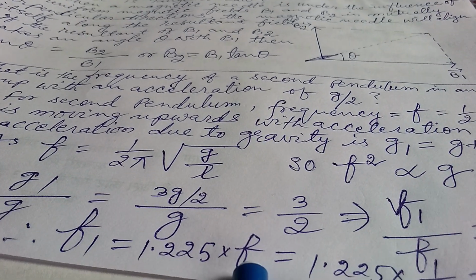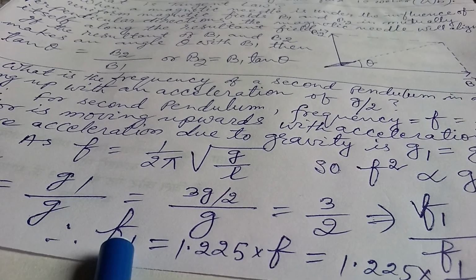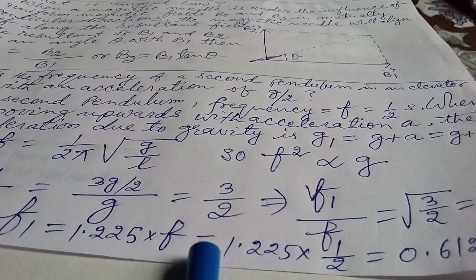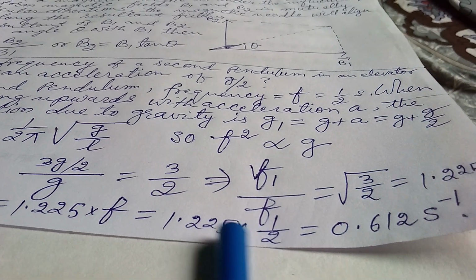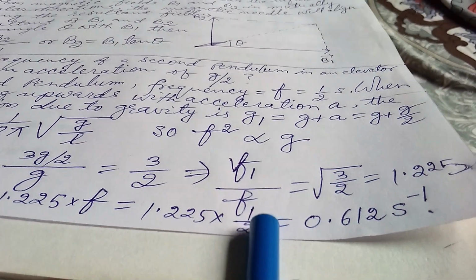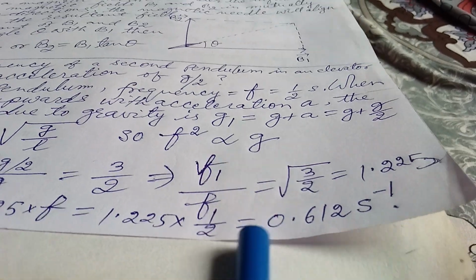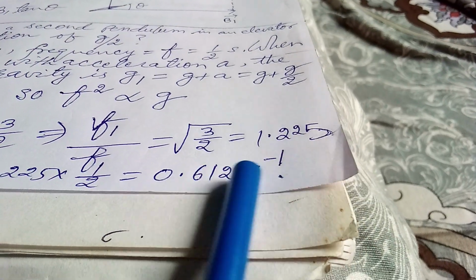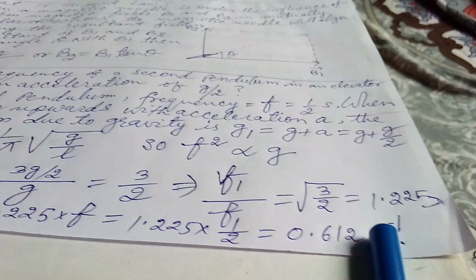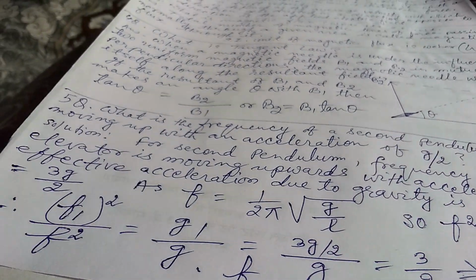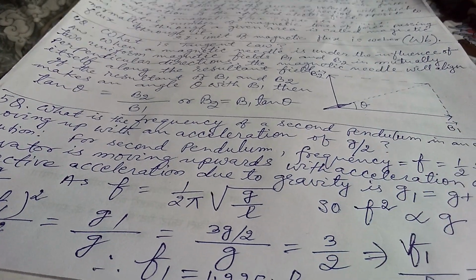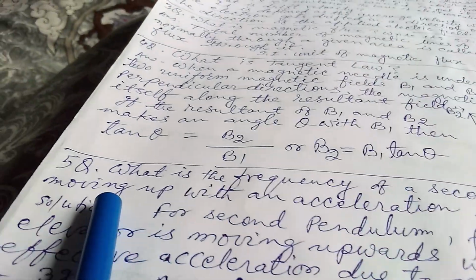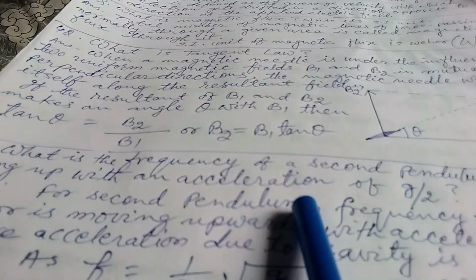And this f1 is the effective frequency that we have to find out. So 1.225 into f, and this f is 1 by 2. So that equals half of 1.225, which is 0.612 per second. This is the frequency of a second pendulum when an elevator is moving up with an acceleration of g by 2.